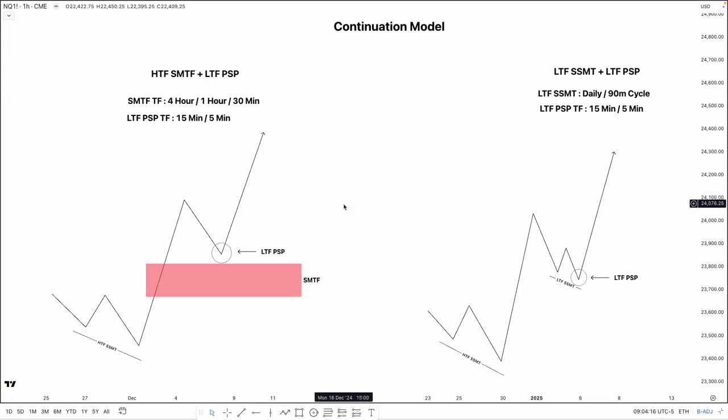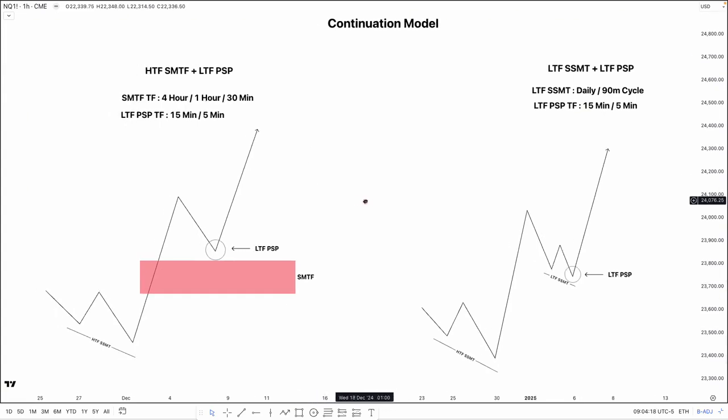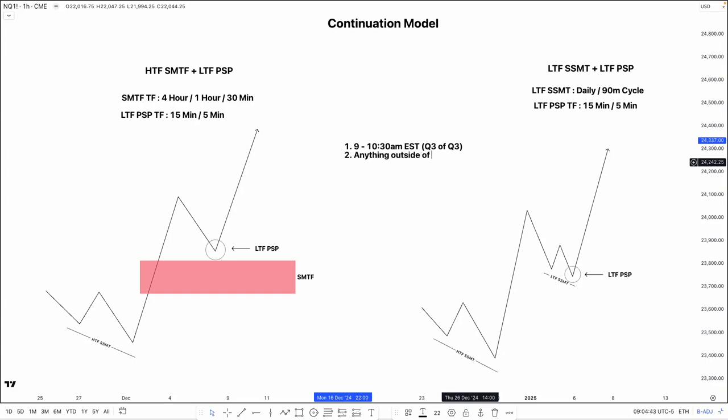Now a couple extra things. Similar to the first model, we'll be looking to trade 9 to 10:30 a.m. EST. Why? Because we know this is our Q3 of Q3, making it the highest probability trading time within the day. Anything outside of the time window helps you gauge what happens within the time window, okay?